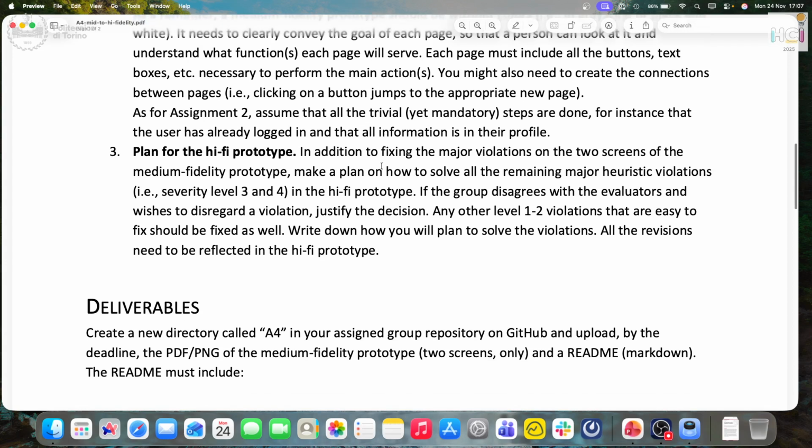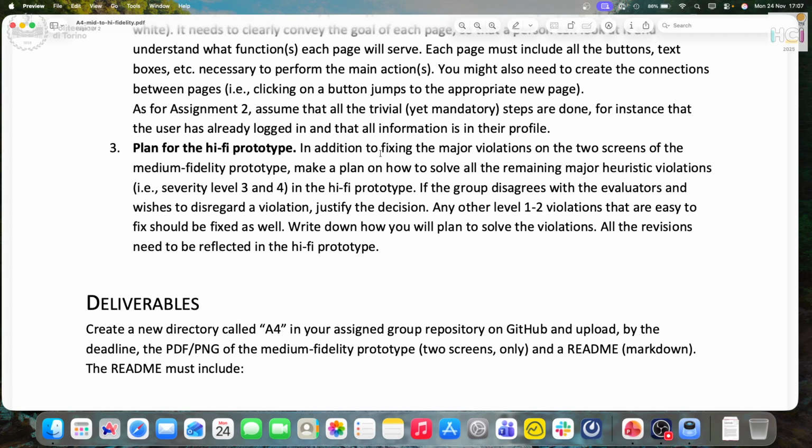So this is the core of assignment 4. Pick the evaluations, put them together, decide one prototype, create 2 pages in medium fidelity with the characteristics of medium fidelity. And then, while doing this, plan for the high fidelity prototype. Because you are going to fix all the major violations of the 2 screens in the medium fidelity prototypes, but you don't have to forget about all the other violations.